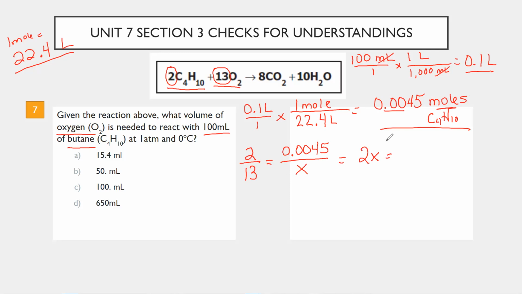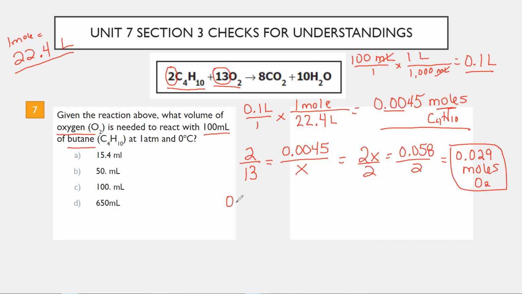All right, what did I say? 2 times x equals 13 times 0.0045. Okay, 0.058. And just solve for x. All right, and you should end up with 0.029 moles of O2. All right, we have to figure out how many grams are in that.